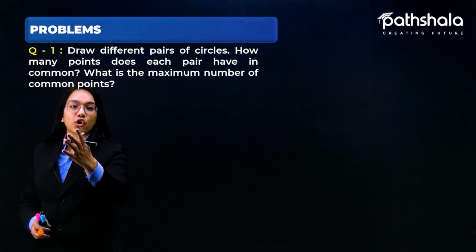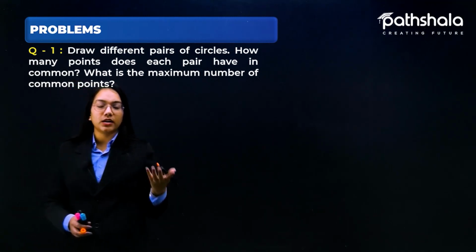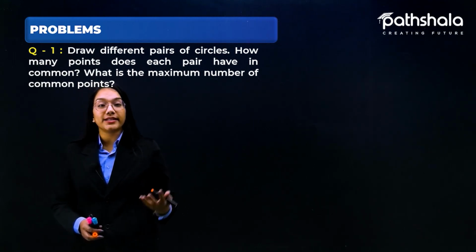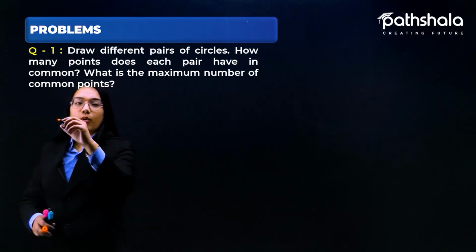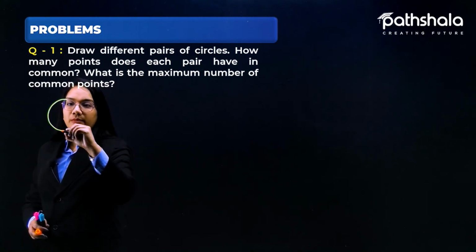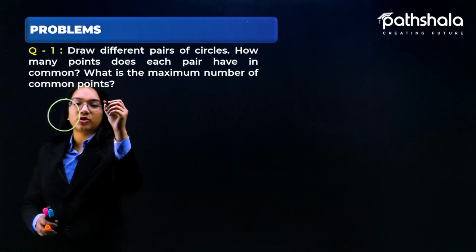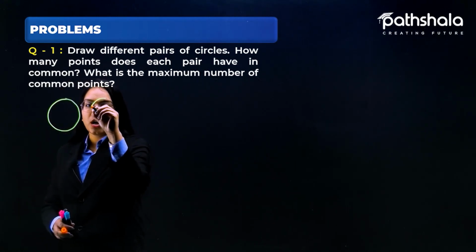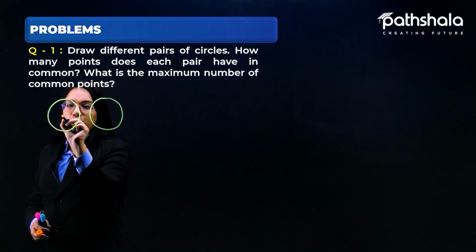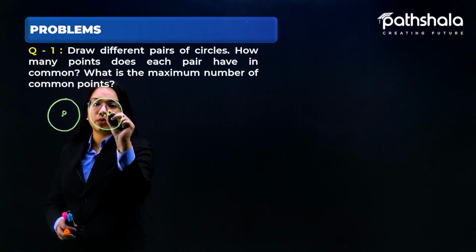For this we have to draw the different pairs of circles that may intersect at one point, may not intersect each other, or may intersect at 2 points. So let's see what different pairs we can form. Let us suppose I'm forming these two circles. I'm starting with the pair of these two circles. As you can see, these two circles do not have a common point at all. Let us suppose this is O and this is O dash.